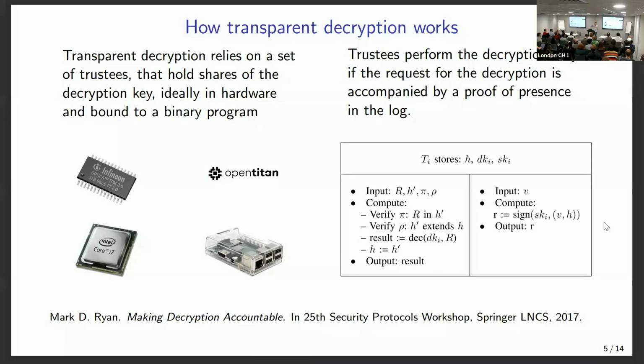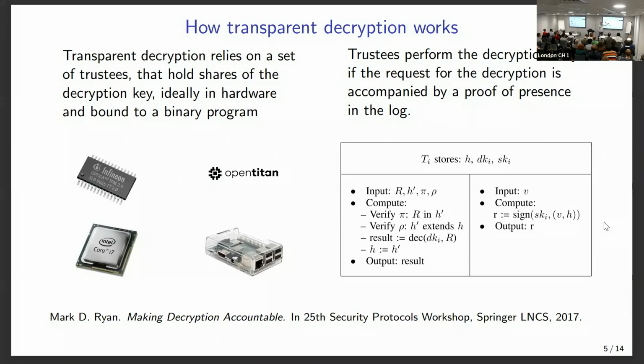And that program is going to verify that the proof of presence in the log accompanies the decryption request. So we'd like to achieve that binding of a decryption key to the binary that verifies the proof of presence in the log. And that will increase the security. Therefore, you could imagine that this could be done by a TPM. Of course, that's not one of the protocols that a TPM offers. So this would be TPM++, if you like.